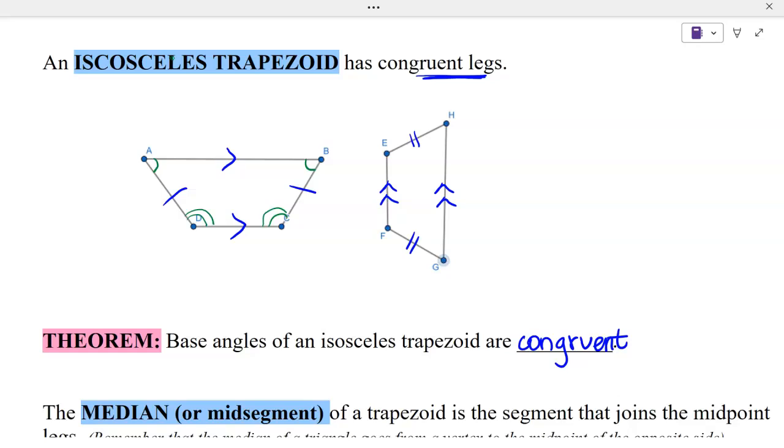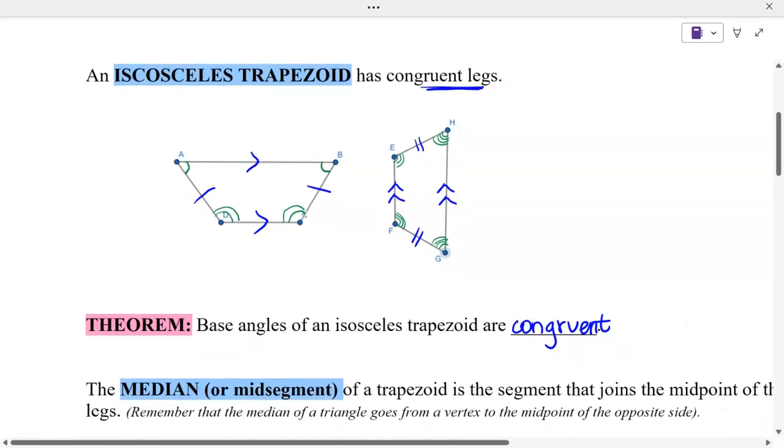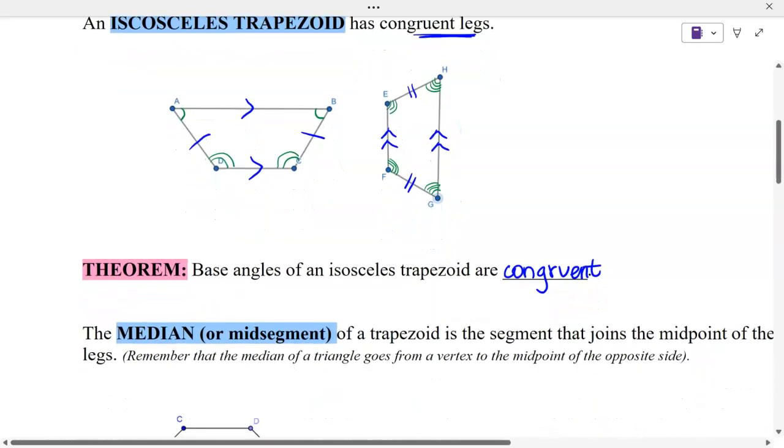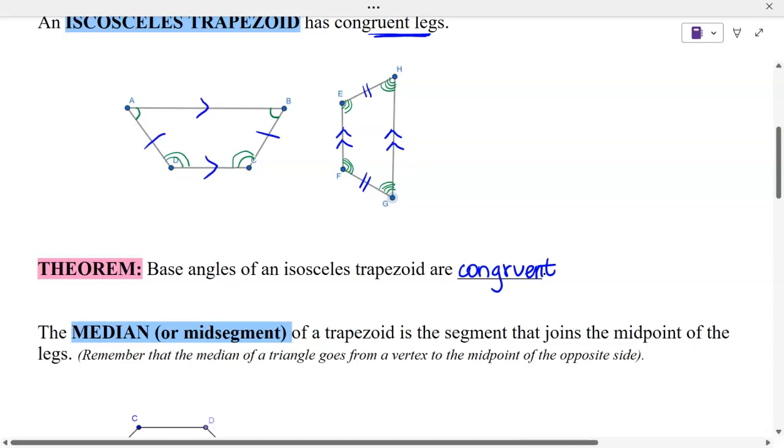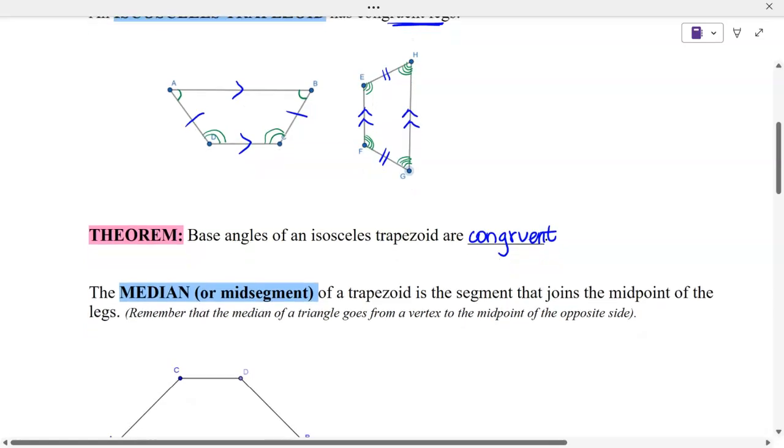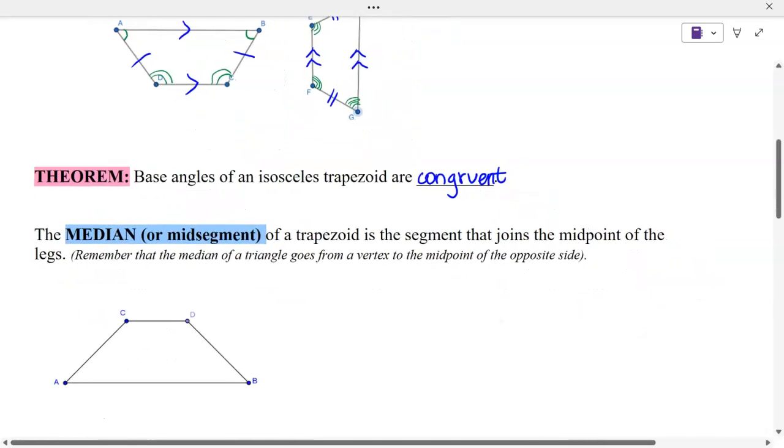And then if I look at the figure to the right, we could say that angle E, I'm going to put three arcs there, is going to be congruent to angle F. And goodness gracious, we're going to have four arcs at angle H, which is congruent to angle G. But again, we know that base angles in an isosceles trapezoid are going to be congruent, kind of similar to an isosceles triangle. So now we're going to go and talk about the median of a trapezoid.